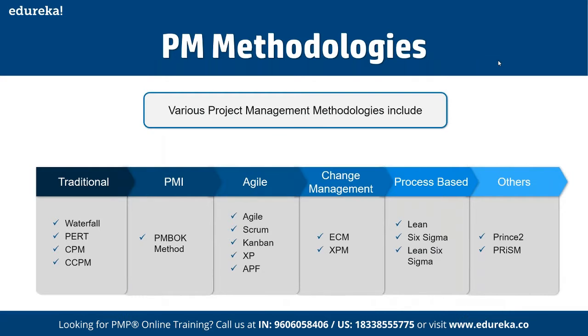If you talk about the methodologies, there are multiple project management methodologies, including the traditional one. The waterfall model is one of the oldest models that we have, followed by the PMI, as in the PMBOK model. Then we have the agile models, where we have agile, scrum, kanban, XP, and APF. Then we have change management, where we have ECM, and the process-based ones, where we have lean, six sigma, and lean six sigma. Then we have PRINCE2, and then we have PRISM as well. They are all different types of methodologies that we can apply.